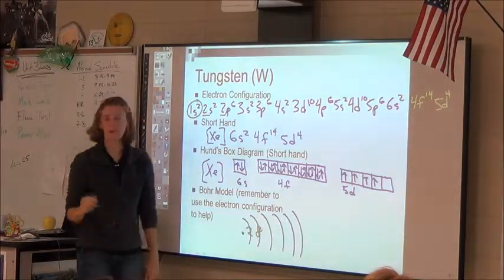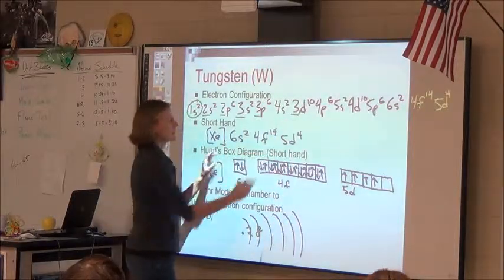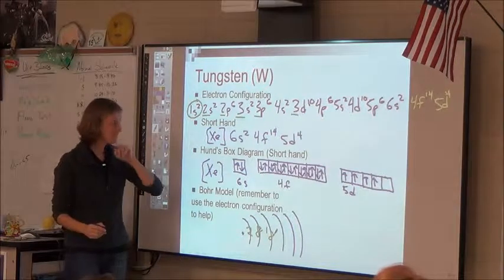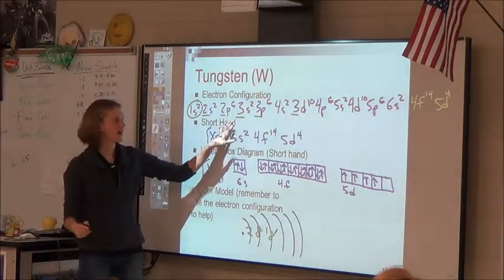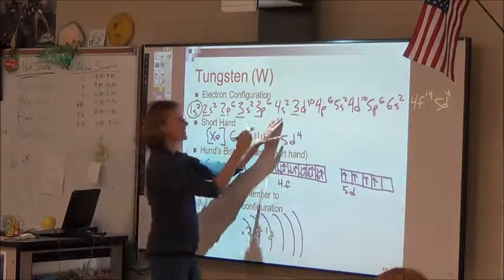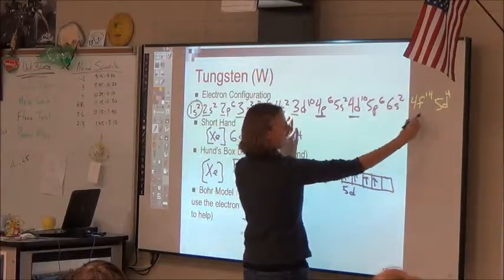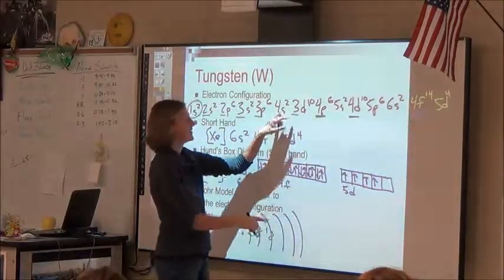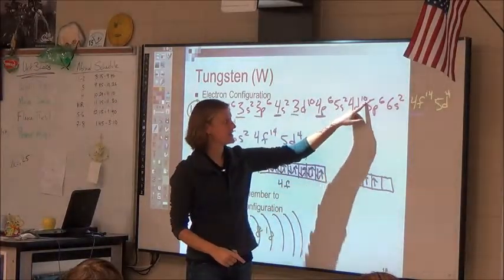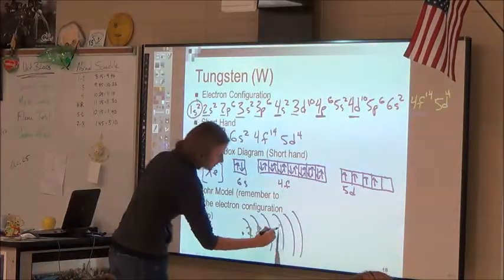Now I've got to find all of my 3s. 18. Hence the 18 max. Now we've got to find all of my 4s. So we got 2 and 6 is 8 and 10. 18 plus 14? 32. Hence where we get the 32 from.